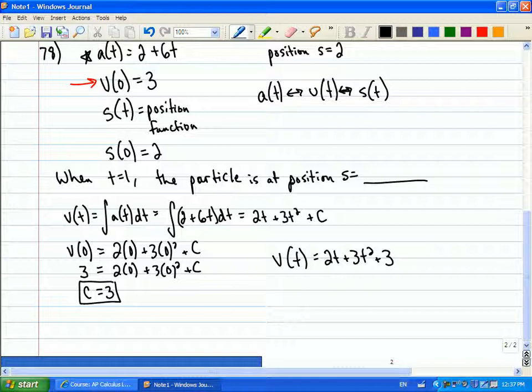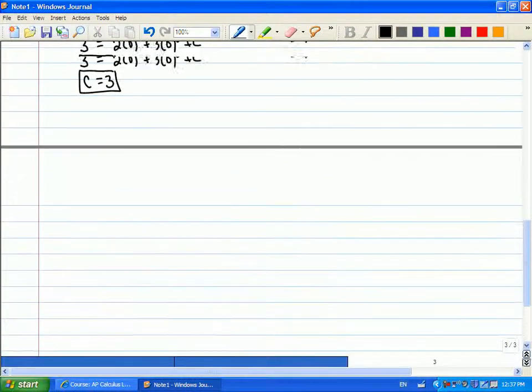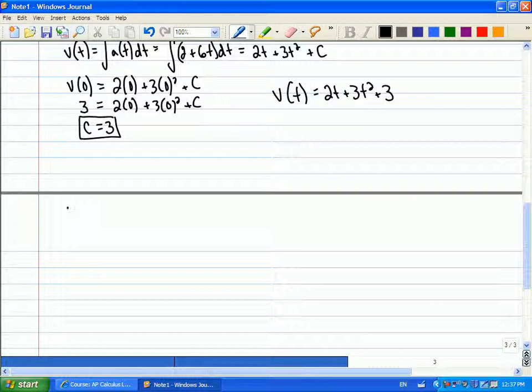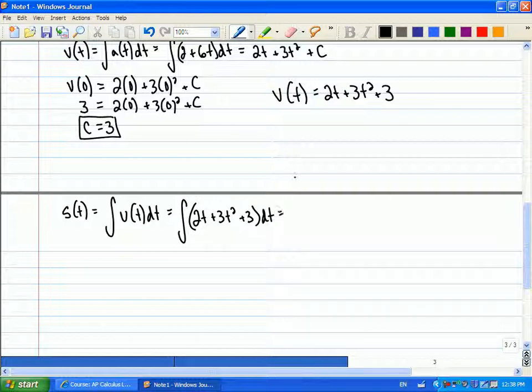Okay, so now we got to go from velocity into position if I'm able to figure out where this thing is at any time. So to get the position function, I have to apply the same process. I'm going to integrate the velocity with respect to time. And I'm going to end up with t squared plus t cubed plus 3t and a constant.